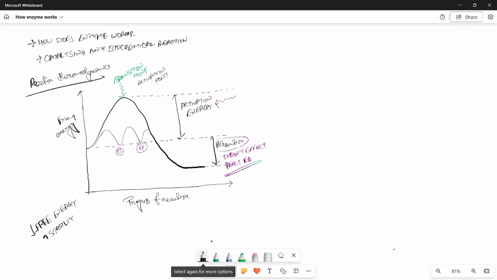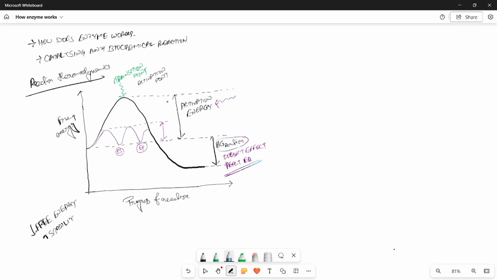Now, from this what have we understood? In the normal state, the free energy barrier is this much, but in this special case, the free energy barrier is only this much. This amount of free energy is reduced, and in this way the enzyme catalyzes the reaction.